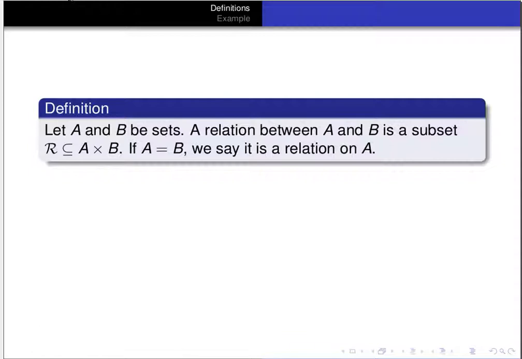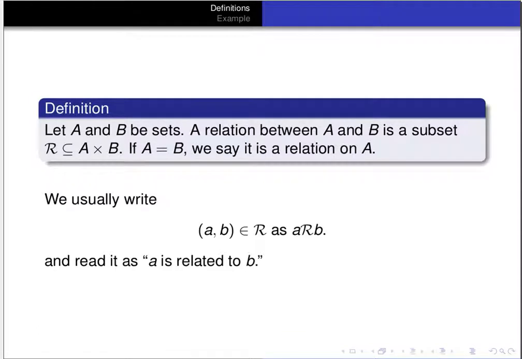If A and B are sets, a relation between A and B is simply a subset of the Cartesian product A cross B. If A is equal to B, and so the relation R is just a subset of A cross A, then we say the relation is simply a relation on A.